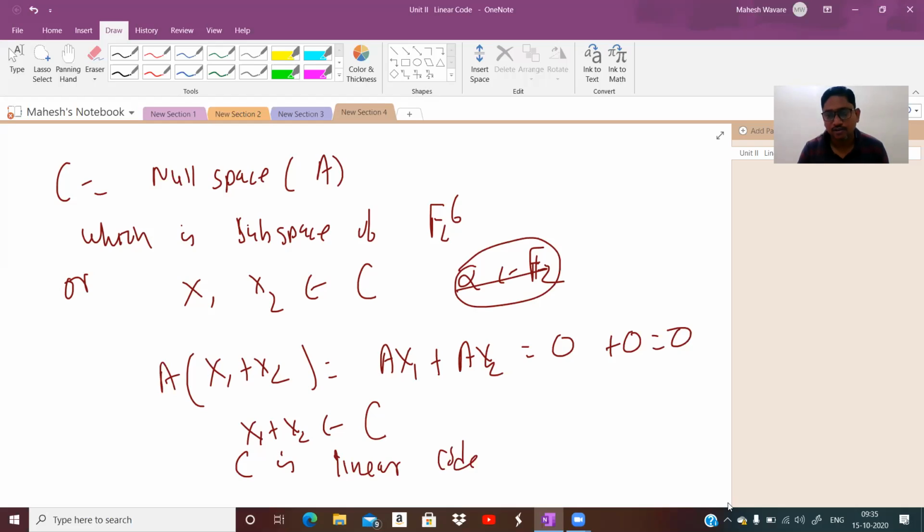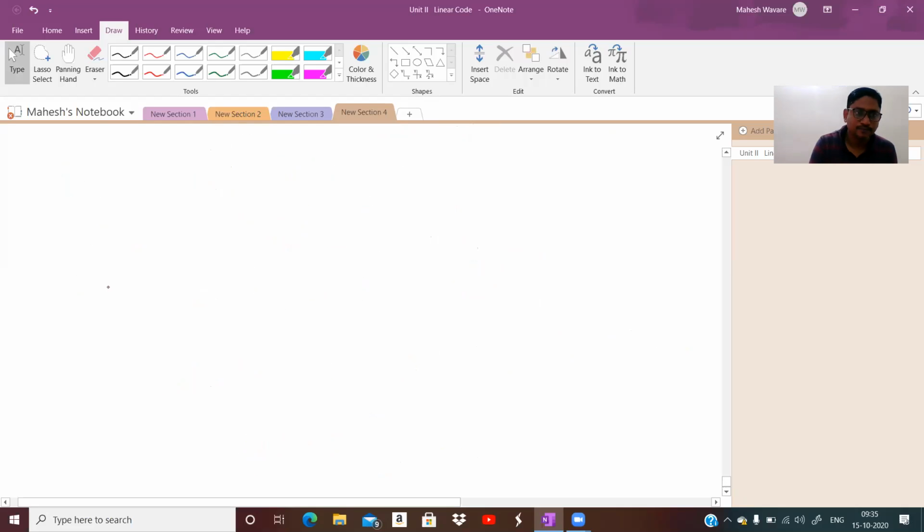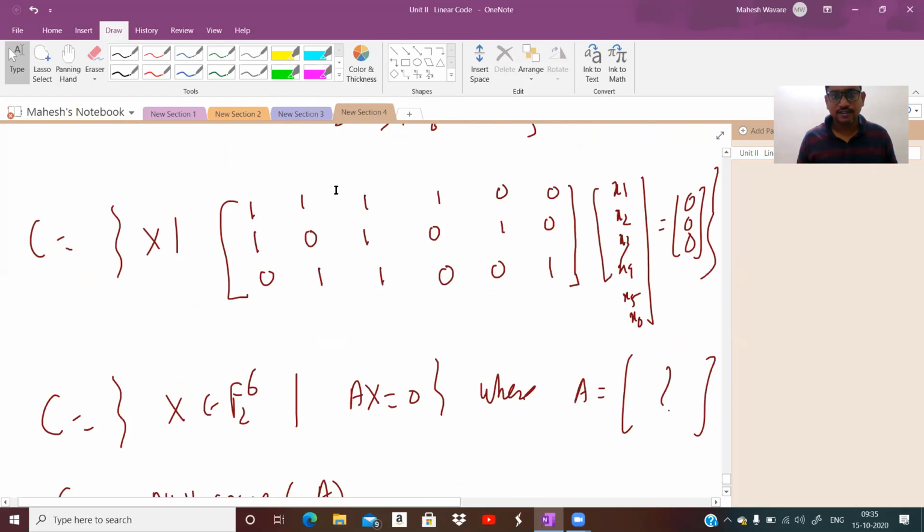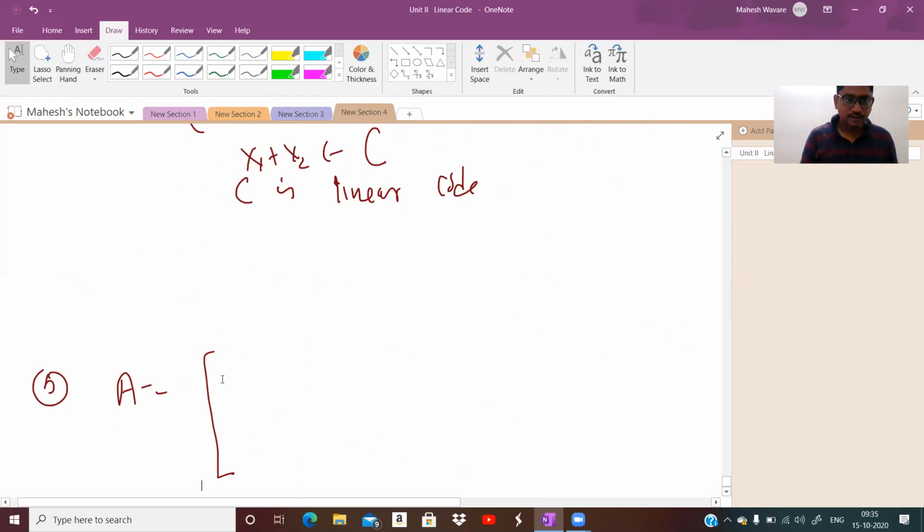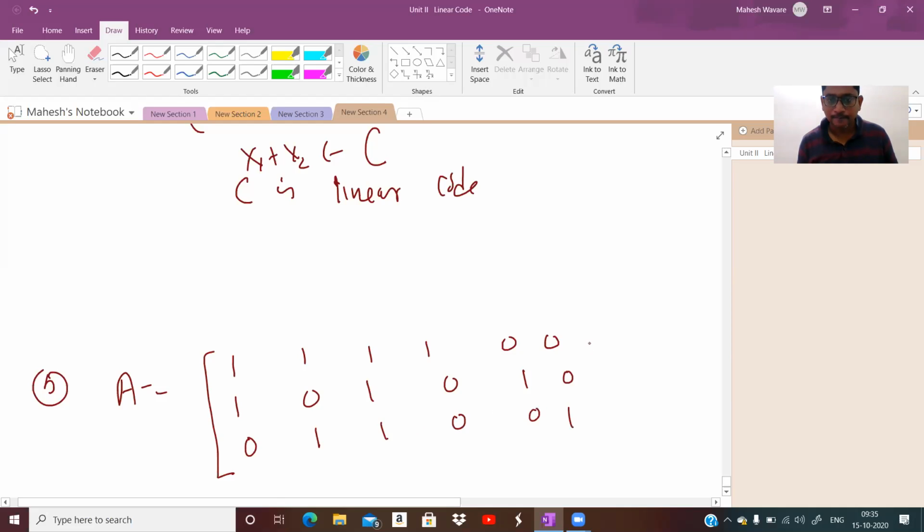What is the length of it? Now from that A matrix, you need to find generator matrix. Your C is obtained from this matrix. The matrix A, you should write once again. What was matrix A? It is 1, 1, 1, 1, 0, 0. Its length is 6. Second row is 1, 0, 1, 0, 1, 0. And the third row is x1's coefficient is 0, x2 coefficient is 1, x3 is 1, and x6 is 1.